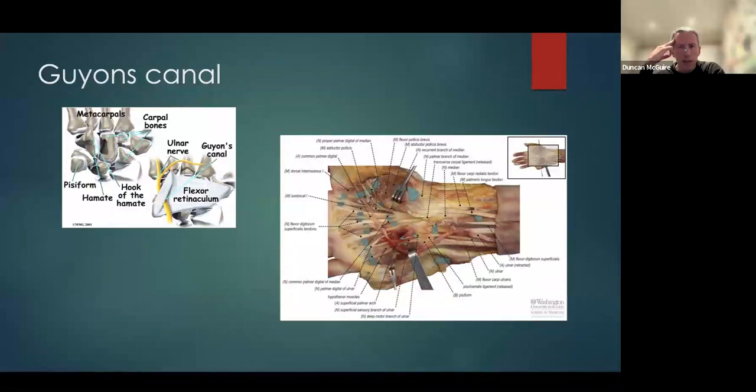With Guyon's canal, as the ulnar nerve enters the wrist, it enters Guyon's canal, and in there it splits into two branches. It becomes the motor branch, which hooks around the hook of the hamate and goes across the hand. You can see in this cadaver specimen, it supplies all the small muscles. And then it continues on into the sensory branch, which splits into the sensory branch to the ulnar side of the little finger and into the fourth web space.